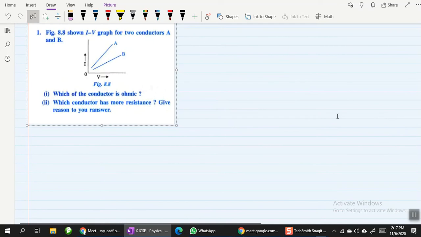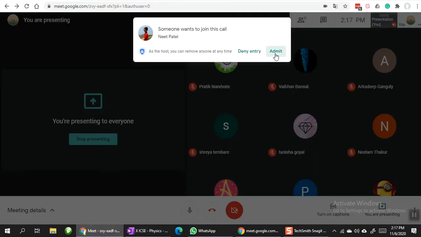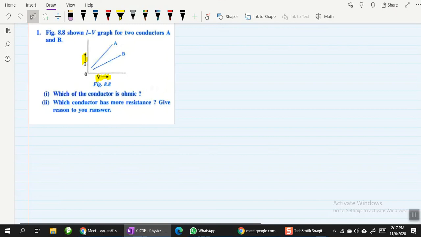Okay, first solved example of part A. Figure 8.8 shows IV graph of two conductors A and B. Do you know what is IV graph? This is current versus voltage graph. IV graph is current versus voltage graph.